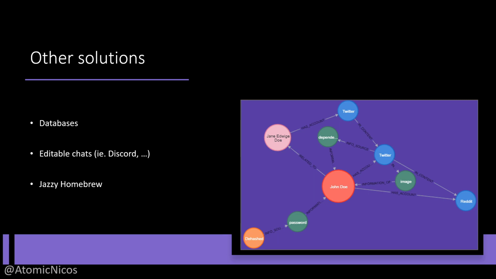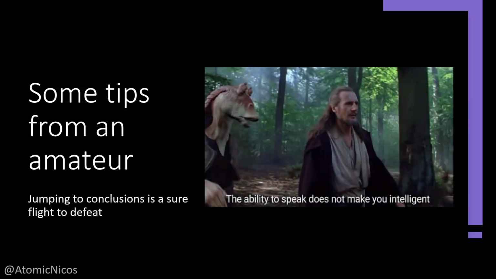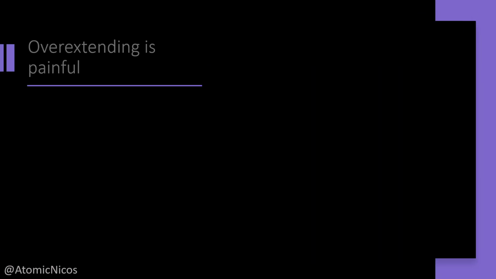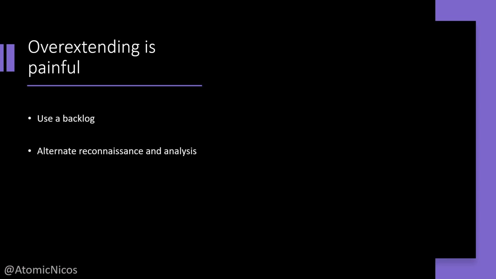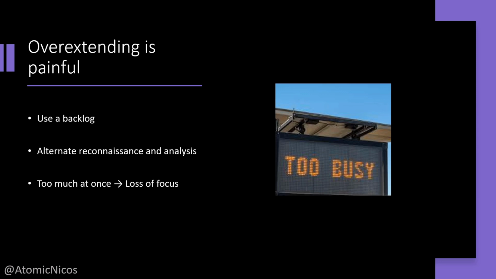Next up, you know, some tips. Overextending yourself is painful. Going one after the other, very fast, it's complicated. Having a backlog is pretty cool. If you find something or multiple somethings, you just add it to the backlog and you consult it afterwards. Yeah, don't do 50 hours of reconnaissance and then start analyzing. You find a few things, you analyze them. You find a few things, you analyze them. It's always good. And yeah, don't lose focus.